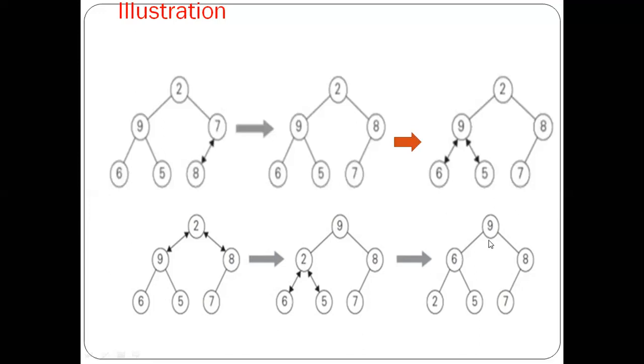Now 6 is satisfying the heap property, 8 is satisfying the heap property, and 9 is satisfying the heap property. So this is a complete binary tree. So this is making a heap.